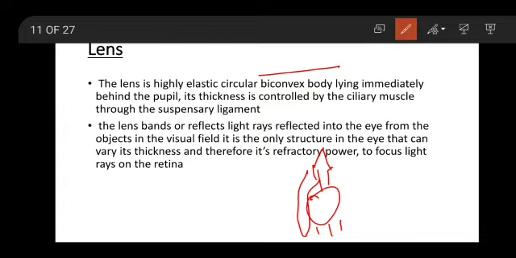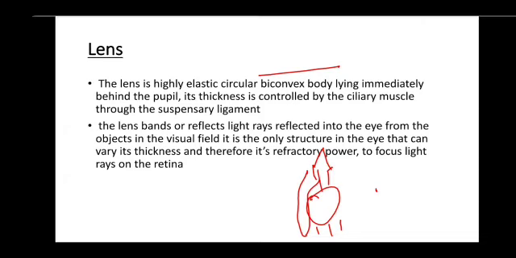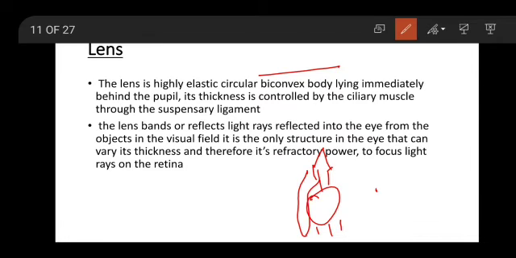Here all the things I have told you are written, and you can read them. The lens bends and refracts light rays entering the eye from objects in the visual field. It is the only structure in the eye which varies its thickness, and therefore its refractive power, to focus the rays on the retina.